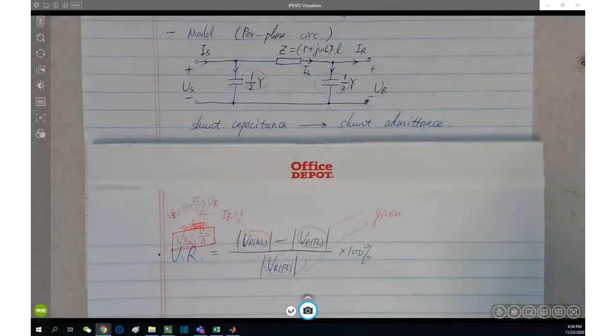Any questions? Yep. Now Kevin's answer was correct. This is how you calculate the voltage regulation for the medium line model.